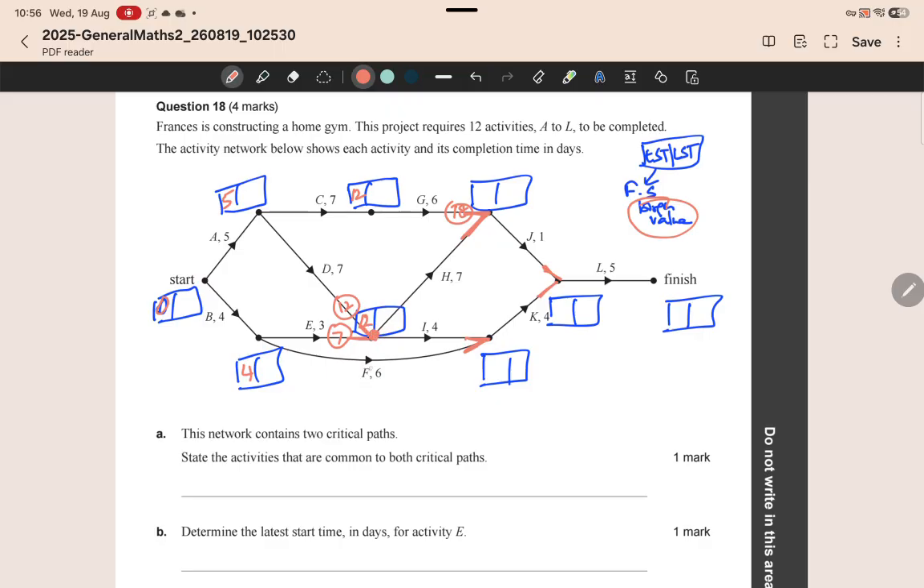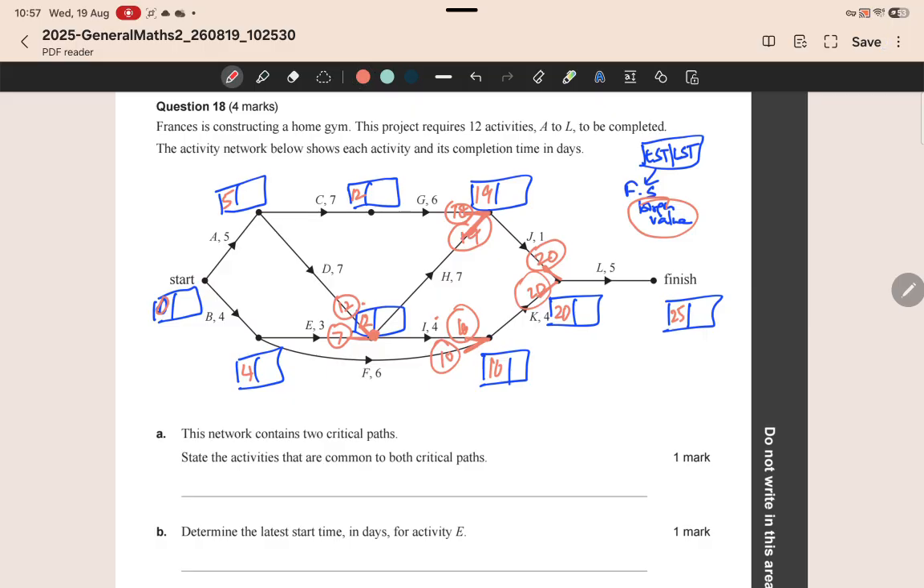So from this point, the vertex at the end of edges E and D, let me go along H. So that's 12 plus 7 is 19, and you choose the larger value, which is 19. And along J, 19 plus 1 is 20. And along I, 12 plus 4 is 16. And along F, 4 plus 6 is 10. The larger value here is 16. Going along K, 16 plus 4 is 20. Both the values being equal, we write 20. And then along L, 20 plus 5 is 25.